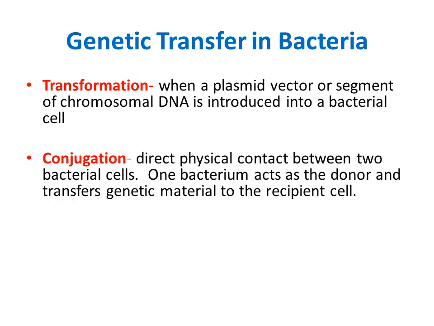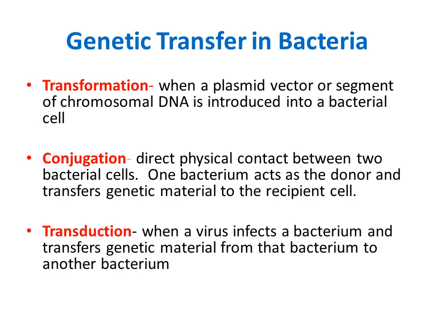We also have the process of conjugation. This is when there's direct physical contact between two bacterial cells. One bacteria will act as the donor and transfer genetic material to the recipient bacterium. Thirdly, the process of transduction is when a virus infects a bacteria. It will then transfer genetic material from that bacteria to another bacteria.